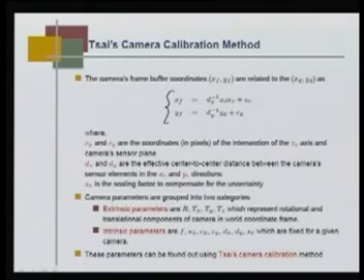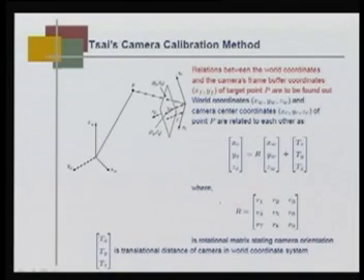The camera parameters are grouped into two categories. One is extrinsic parameter, which is R, Tx, Ty and Tz. That was what we said in this R, Tx, Ty, Tz, and R is this matrix.